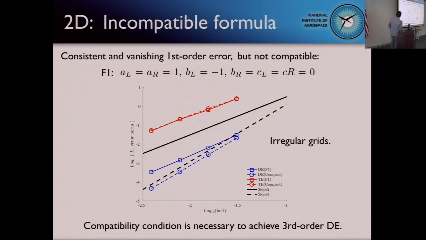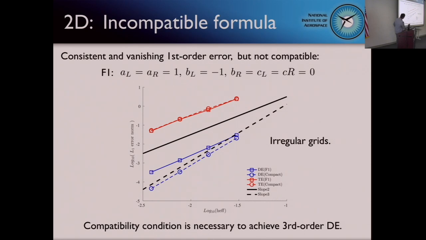And here's an interesting example. I just wanted to show that consistent and vanishing first-order error is not enough to achieve third-order accuracy. Typically, if you have second-order truncation error, you would expect second-order accuracy in the solution on irregular mesh, but that's not always true. And in this case, we know clearly why. This formula, I call it F1, satisfies only 2 conditions. It doesn't satisfy the compatibility. But because it eliminates first-order error, the truncation error is actually second-order on this irregular mesh.